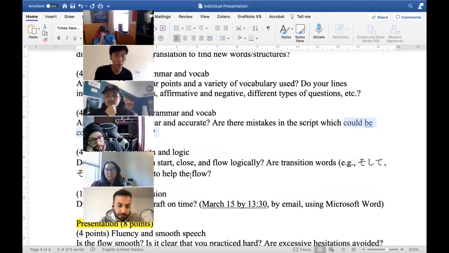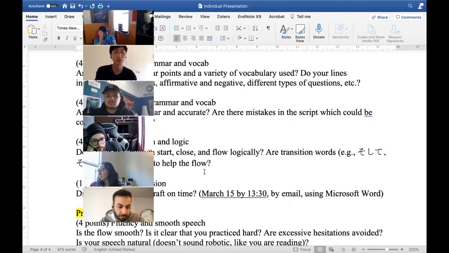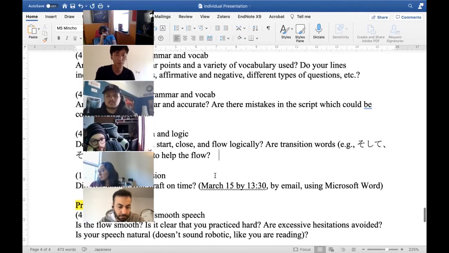Then fourth one, organization and logic. Does your presentation start, close, and flow logically? Are transition words like そして、それから, for example, 毎日, anything fine, okay, used to help the flow? So adverbs are very important to use. Okay, adverbs.